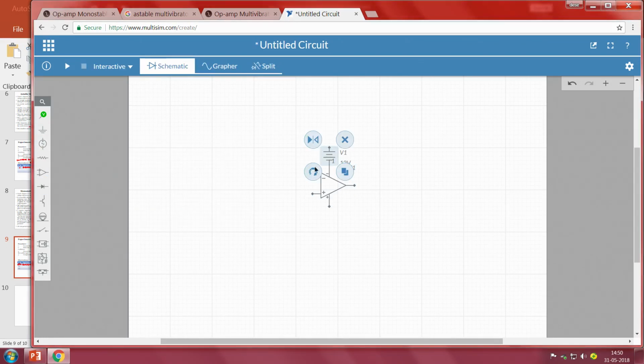connect negative here, then take a ground and connect it here, then go to another power supply. So positive also I am connecting and taking ground, connecting it here. The supply that we require is 15 volts, so I will make it 15 in this case and 15 here as well.